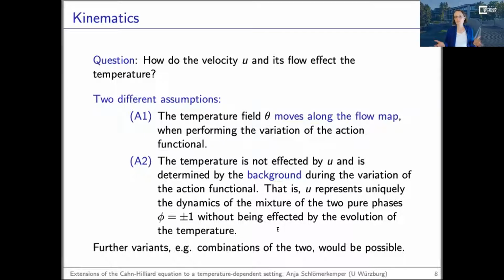Of course, one could also think of a combination of the variants A1 and A2, so that in the end you could have infinitely many models derived. But here we want to focus on A1 and A2. In particular, I will show in the later part of my talk that for the system derived under assumption A2, where the temperature is a background field, we have existence of solutions, whereas we don't have this for the model derived under assumption A1.